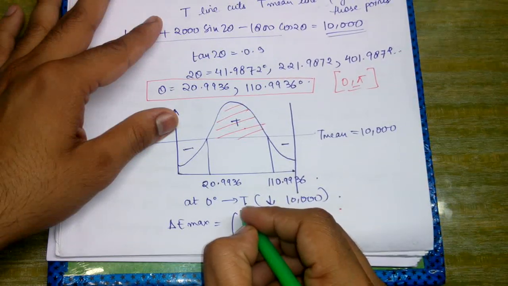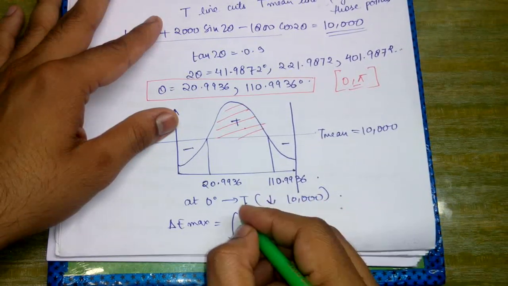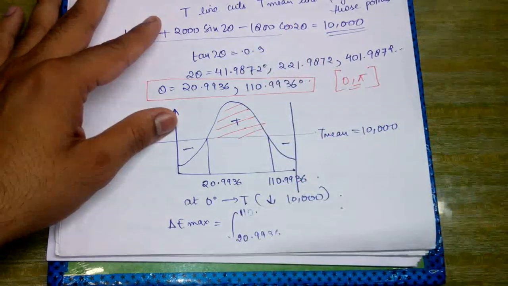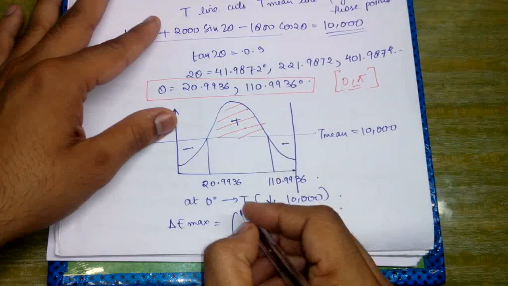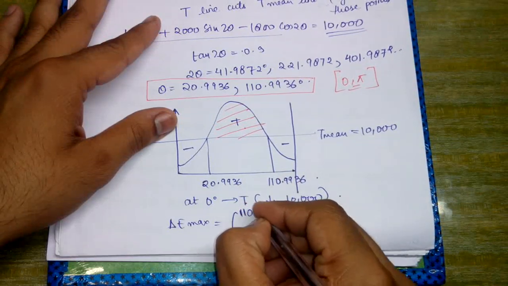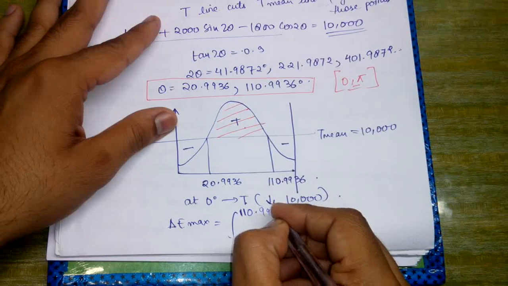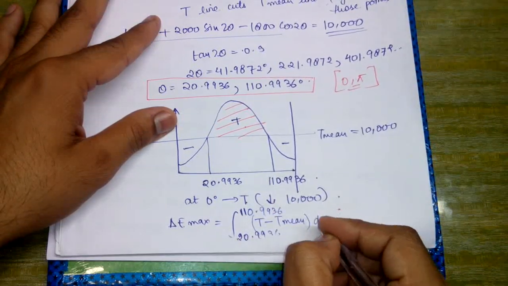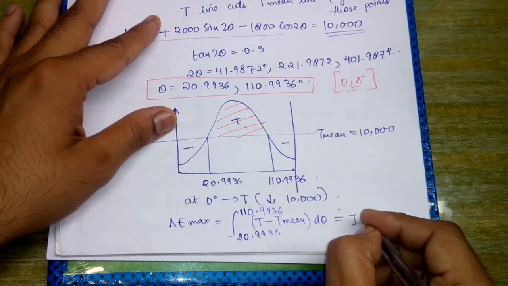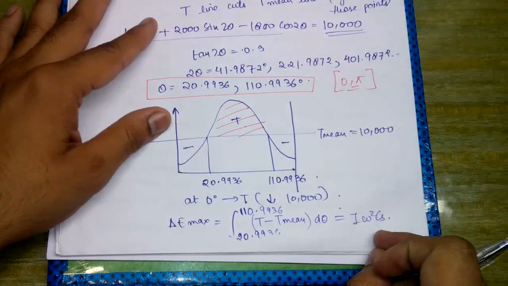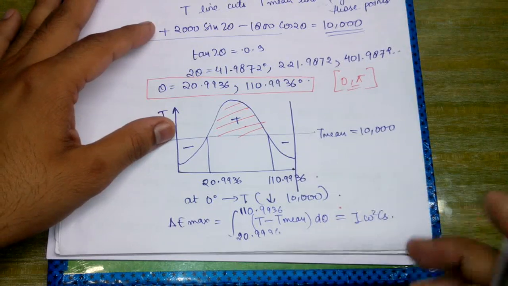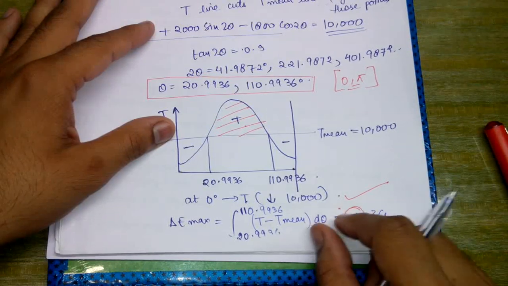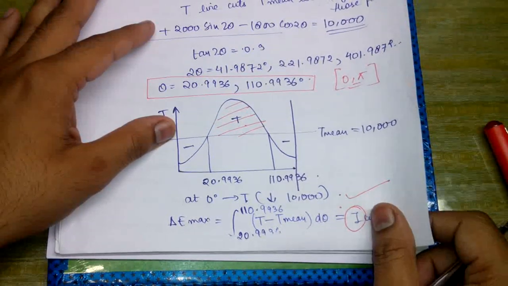the integral from 20.9936 to 110.9936 of (T minus T mean) d theta. Okay, this is equal to I omega square Cs. And from here we will find out the value of I.